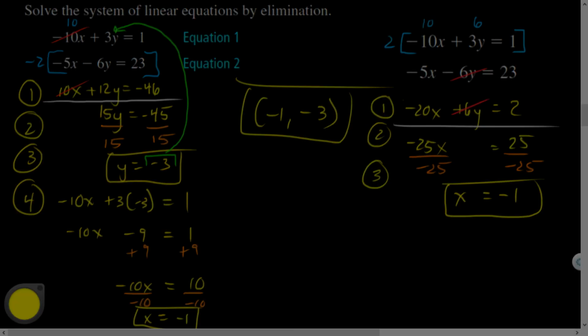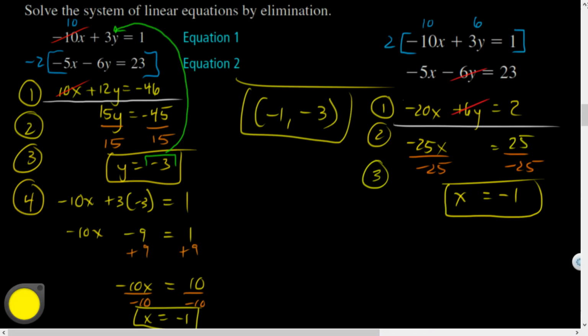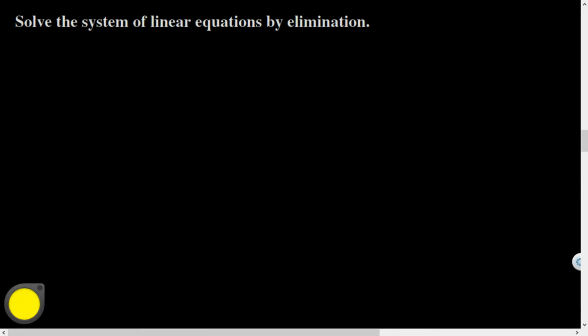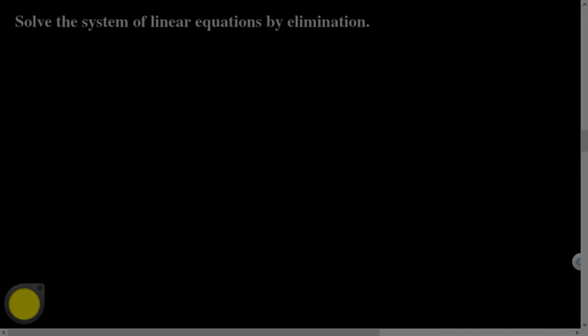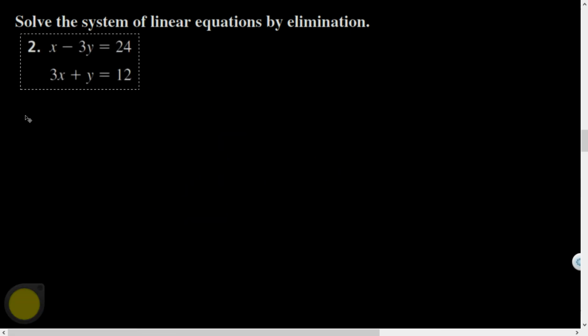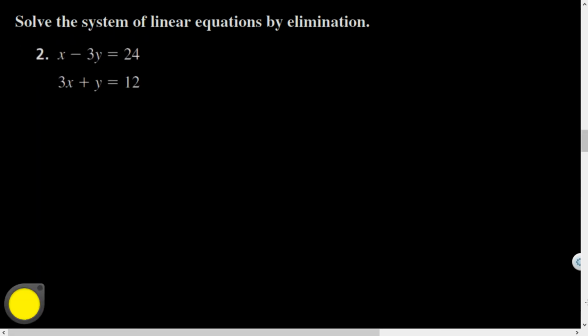Let's do monitoring progress question 2. Yeah, 2 will do. Where's my scroll bar? Here it is. Yep. So, all right, here we go. You guys find this problem in your packets? Just keep flipping until you find it.